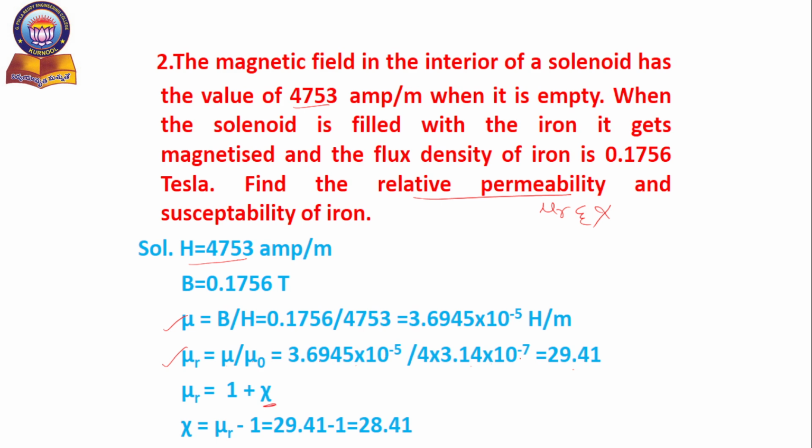Then mu R is equal to 1 plus Xi. We want to calculate Xi here. Then Xi is equal to mu R minus 1. Mu R is 29.41, minus 1 is 28.41. Xi is equal to 28.41 and Xi also has no units here. So that is the second problem.